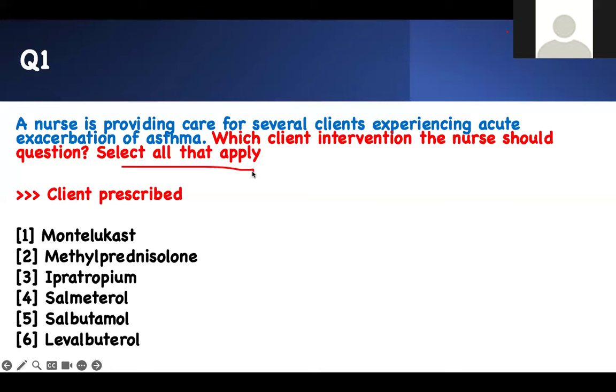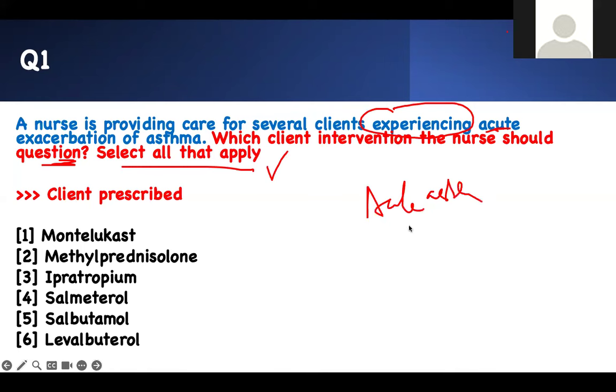First question, select or apply. Which client intervention should the nurse question? A nurse is providing care for several clients experiencing acute exacerbation of asthma. Keyword, buzzword: experiencing acute exacerbation of asthma. Which client intervention should the nurse question? So which one should you question? Select or apply. Buzzword, acute asthma.